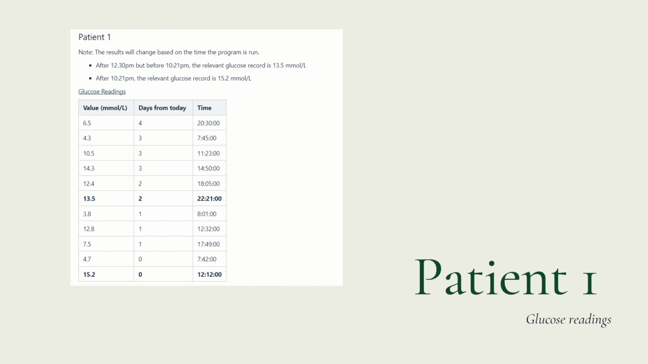In our insulin calculator algorithm, we first search for low blood sugar records that are within valid glucose timings. Since the demonstration was run at 1 p.m. and there are no valid low blood sugar records in the last 48 hours, the relevant glucose records will be 13.5 millimoles per liter, since it is the earliest valid high blood sugar record that is within 48 hours. Next, I'll show a demo of our app for patient 1.